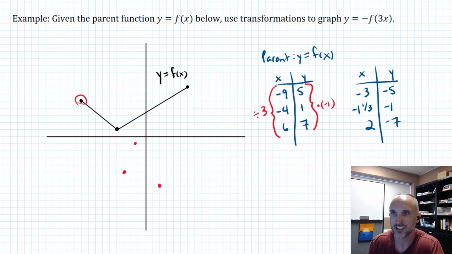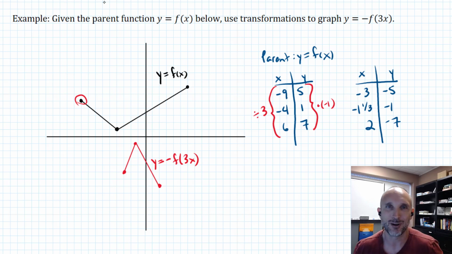And now we can just connect our vertices with straight lines. And this graph is the graph of y equals -f of 3x. So compressed towards the y-axis and then flipped over the x-axis. That's all there is to it, the power of transformations.